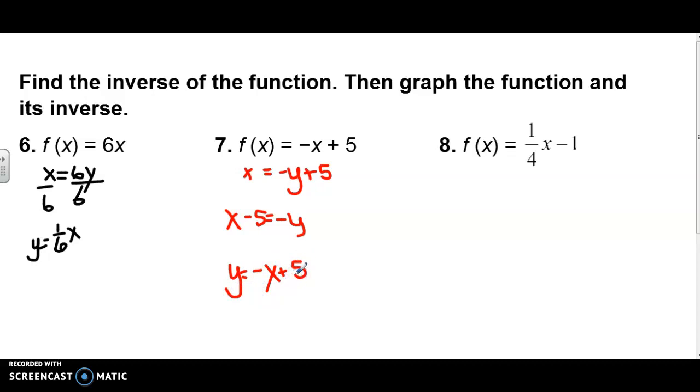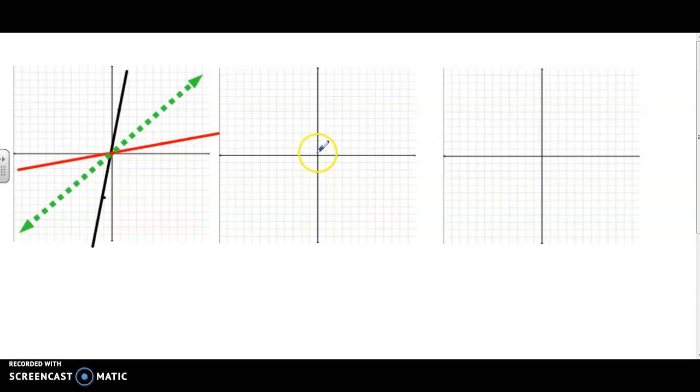Now, you might be saying to yourself, well, that's the same exact line, right? I mean, look at this and this, they're the same thing, so how could that be possible? Well, let's take a look at the graphs here. So negative x plus 5. So 1, 2, 3, 4, 5. Negative x, so we got a dot there, dot there, dot there, dot there. So there's both lines, the inverse and the original, right? Because it's the same line.